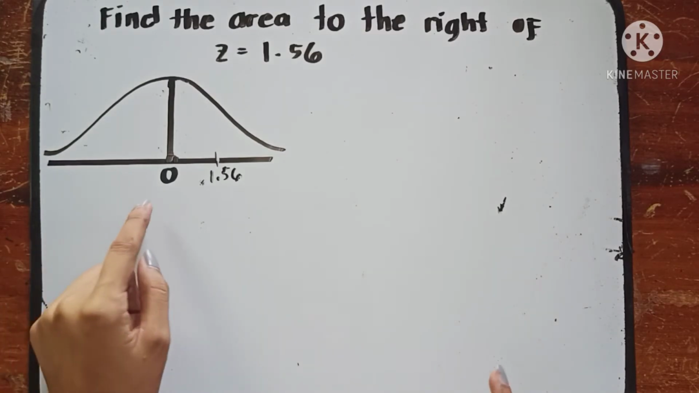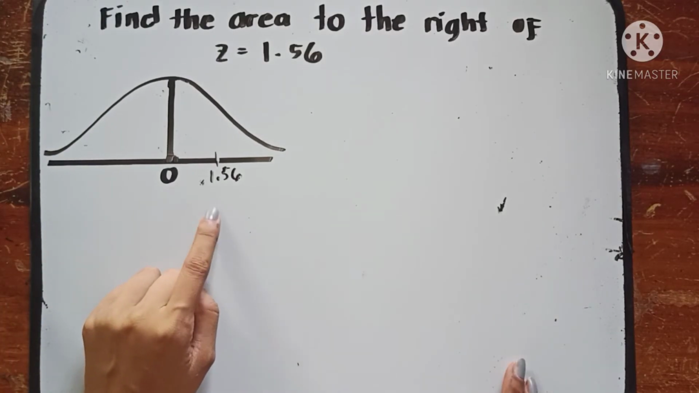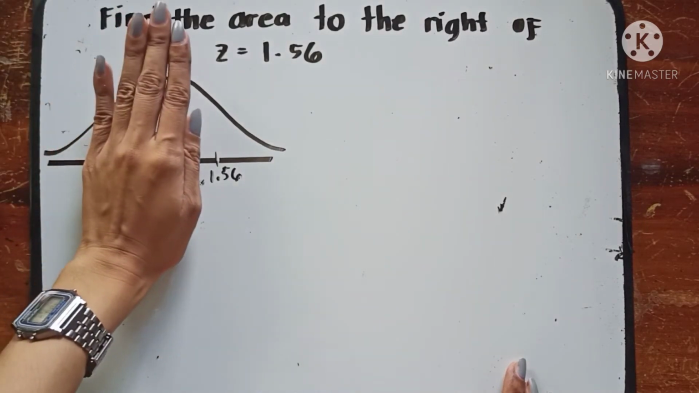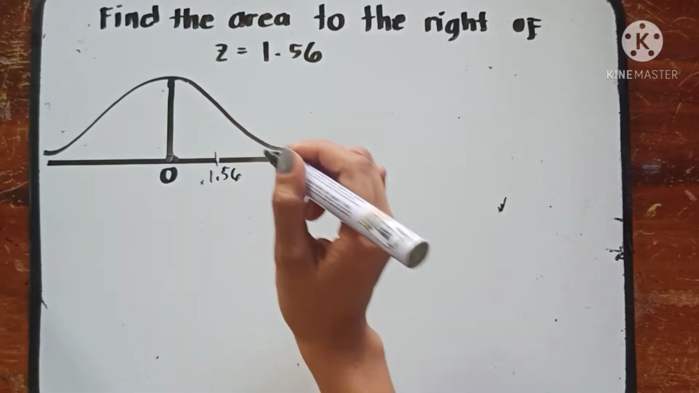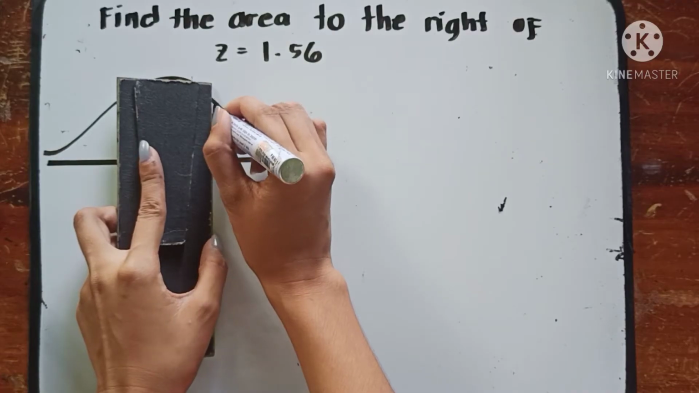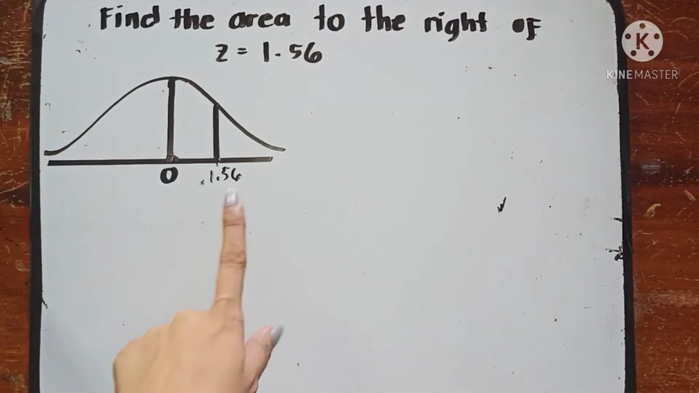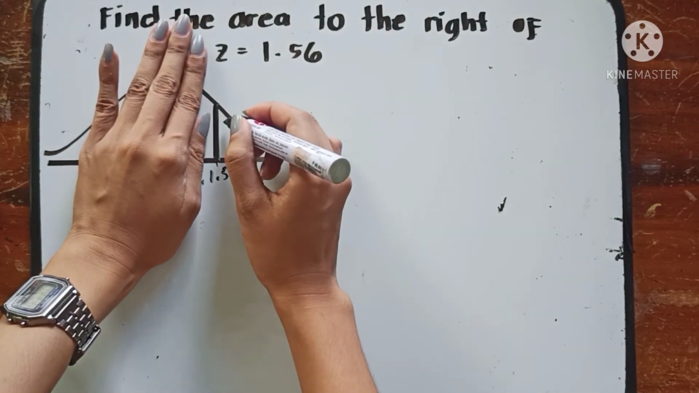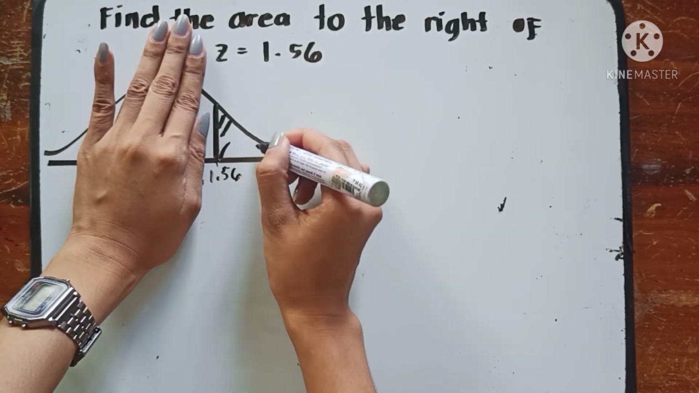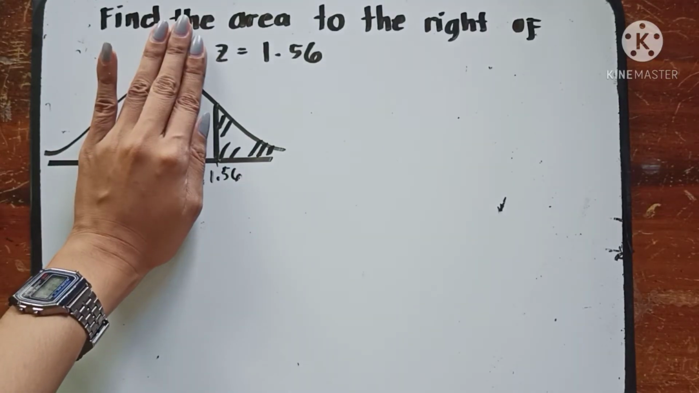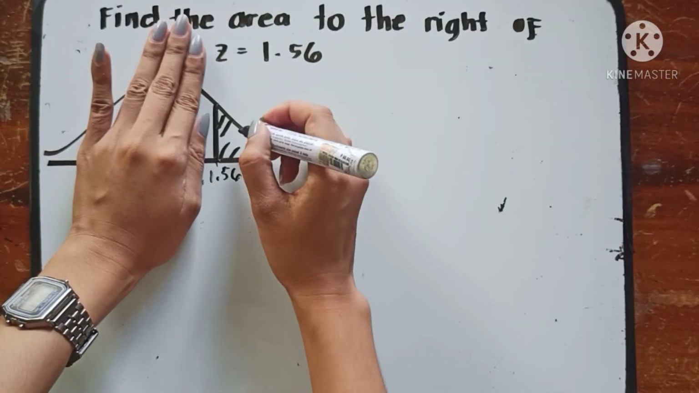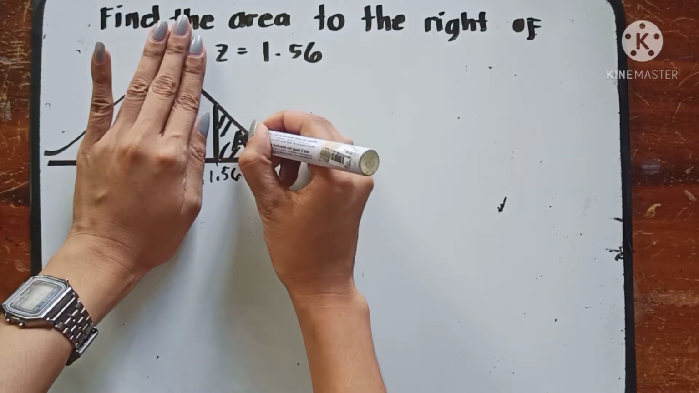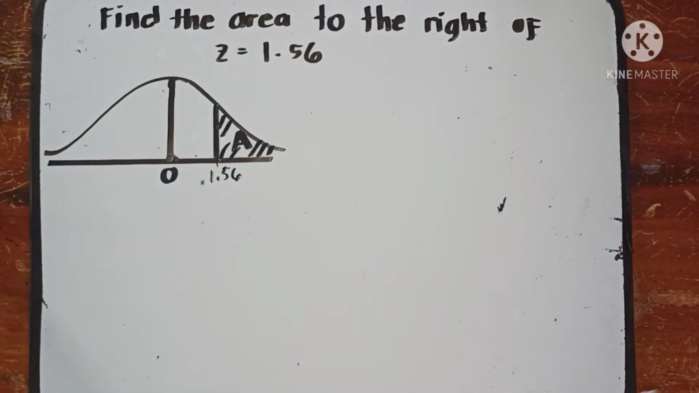So, kanina, 0 to one specific number. Ngayon naman, to the right of 1.56. So, ito yung 1.56. Sabi po, to the right, ibig sabihin, nasa kanan. Pakanan yung hinahanap nating area. Shadean ko to and ililet ko to as A. Okay, so ito yung hinahanap natin na area. So, paano natin makukuha yung value ni A?